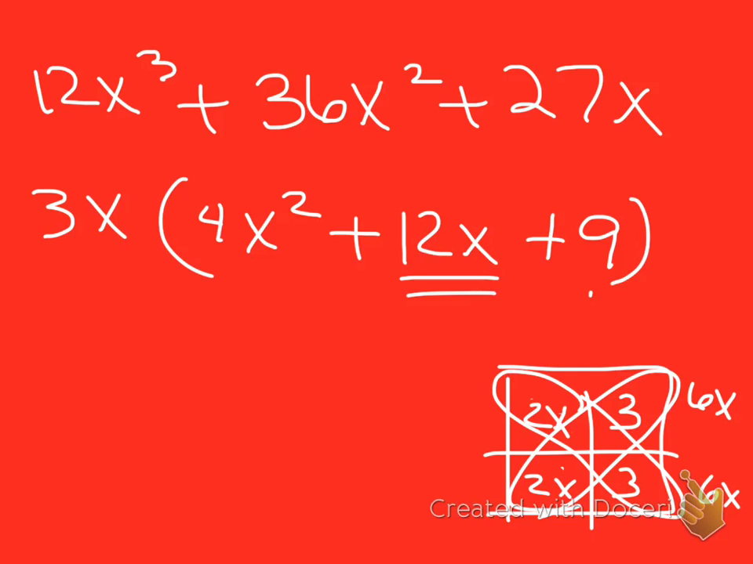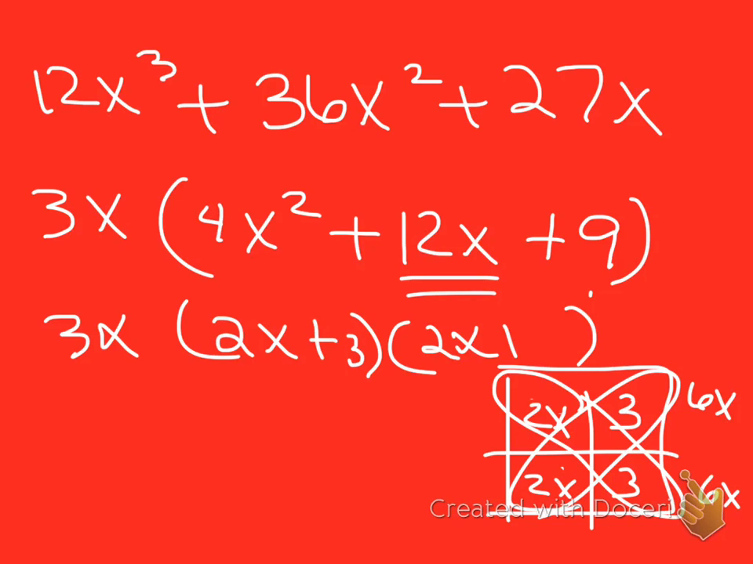For a total of 12x. All right, so we have 3x here, and then 6x, or 2x plus 3, 2x plus 3. How can I write this more simplified? You can do 4x plus 9.